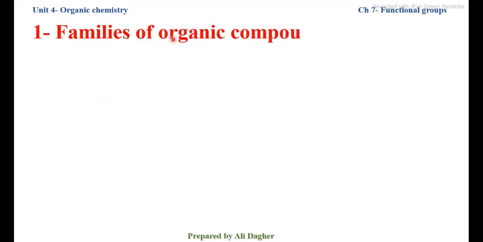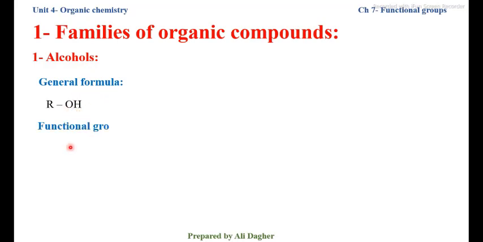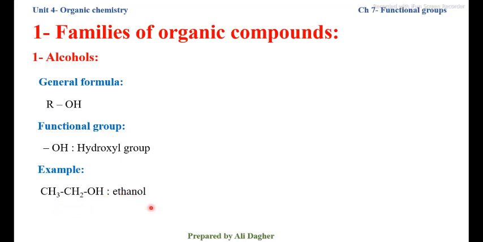1. Families of organic compounds. Part 1, first family, alcohols, of general formula ROH, functional group OH, which is called hydroxyl group. Example, CH3CH2OH, ethanol.